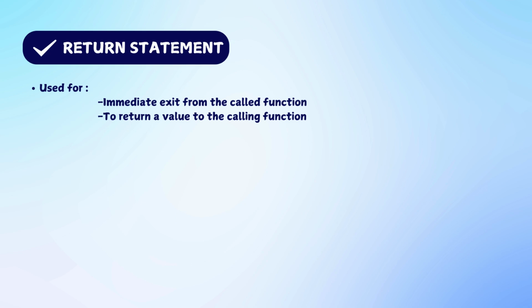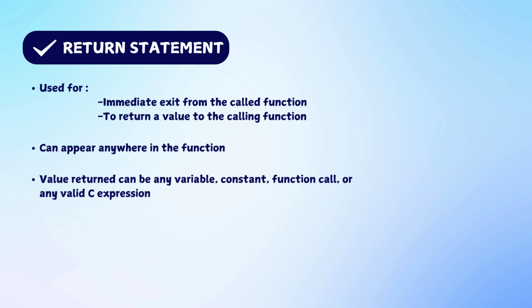Return statement. The return statement is used for immediate exit from the called function and also to return a value to the calling function. A return statement can appear anywhere in the function. Now the values returned by the return statement can be any variable, any constant, any function call, or any valid C expression. Now in this example, return 2 is a valid statement because it returns a constant.